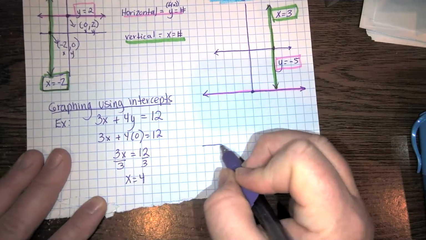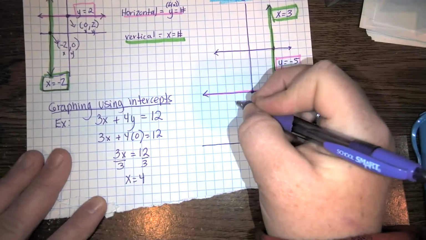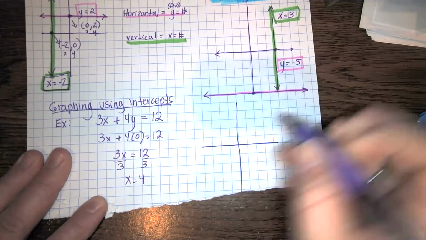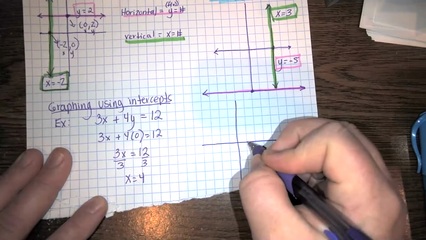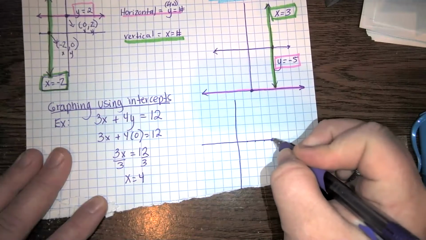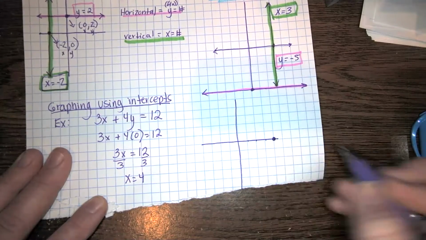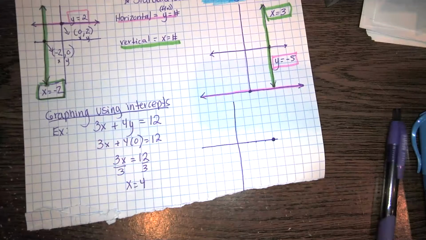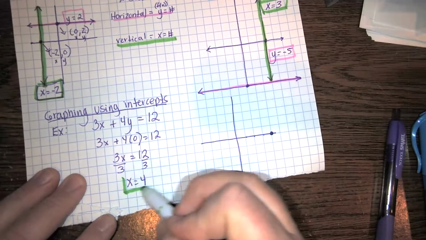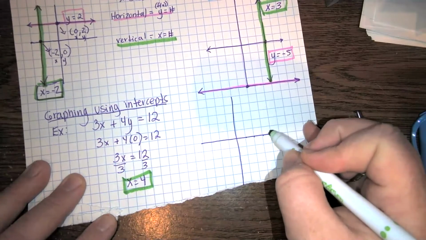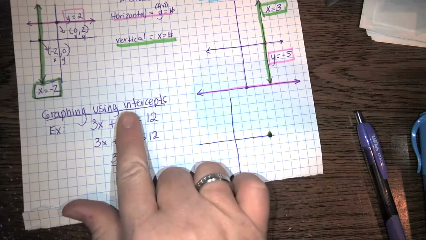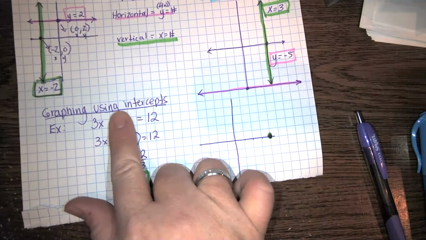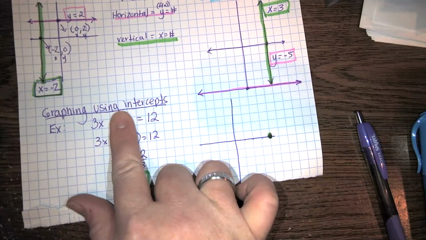So when I go to my graph, okay, go to, on the x-axis, go to 4. 1, 2, 3, 4, and put your dot. Okay, right there. Okay, so it's the equivalent of if I were to just cover it up just like this. That's one of my favorite things to do.